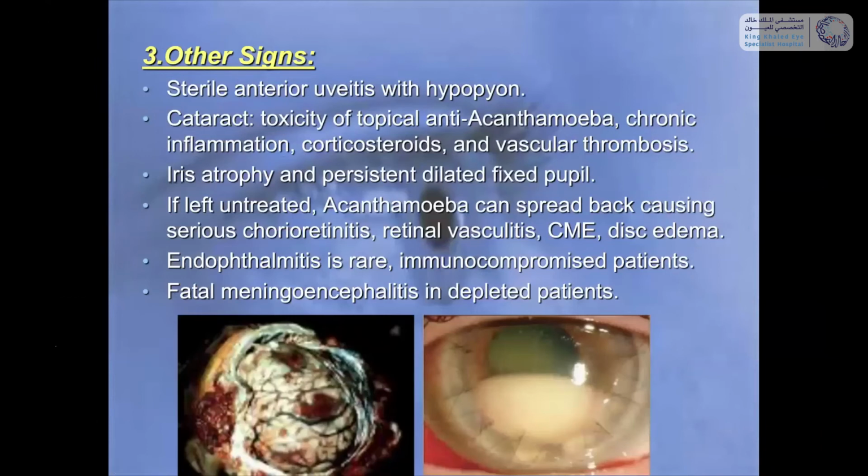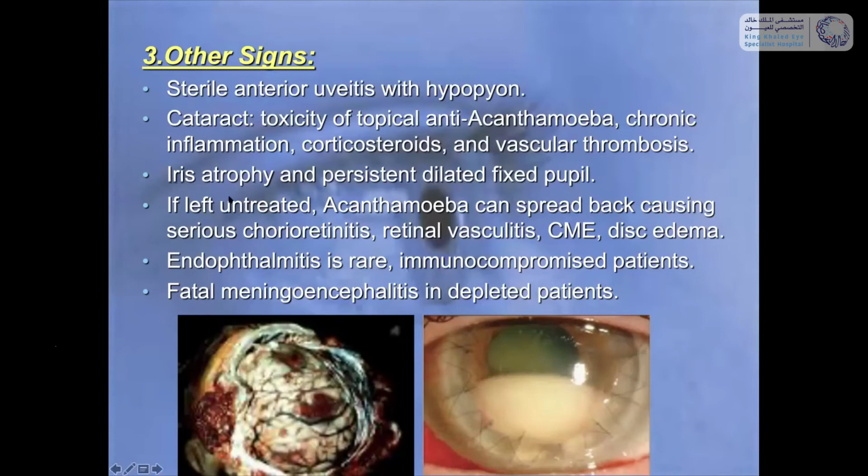Other signs which we can see with Acanthamoeba are sterile anterior uveitis with hypopyon. Cataract also can be seen, and the cause of cataract could be due to the toxicity of the medication, chronic inflammation, steroid, or vascular thrombosis. Iris atrophy and a persistent dilated fixed pupil can be seen also as long-standing infection. If left untreated, Acanthamoeba can spread back to the retina, causing serous chorioretinitis, retinal vasculitis, CME, and disc edema.